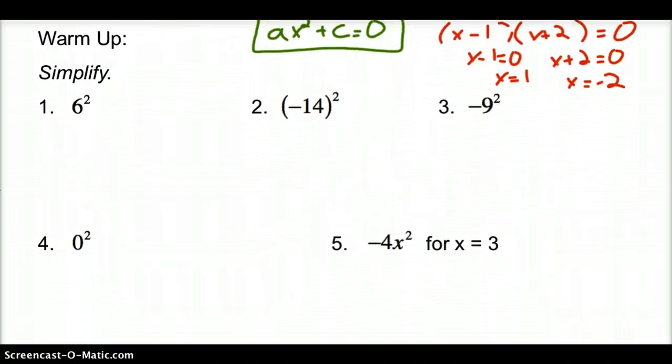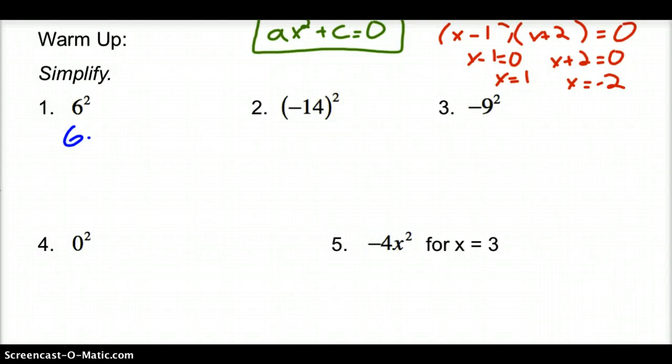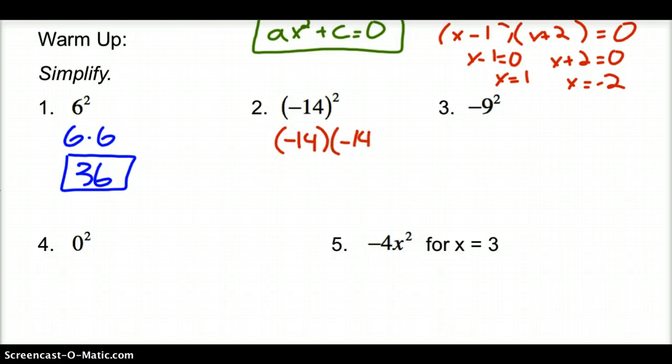On the first one, it asks us to find 6 squared. Remember, this means 6 times 6, which is just 36. Very, very simple to start here. The next one is negative 14 squared. Remember, this means negative 14 times negative 14. If you don't remember what 14 times 14 is, let's go on the side over here.